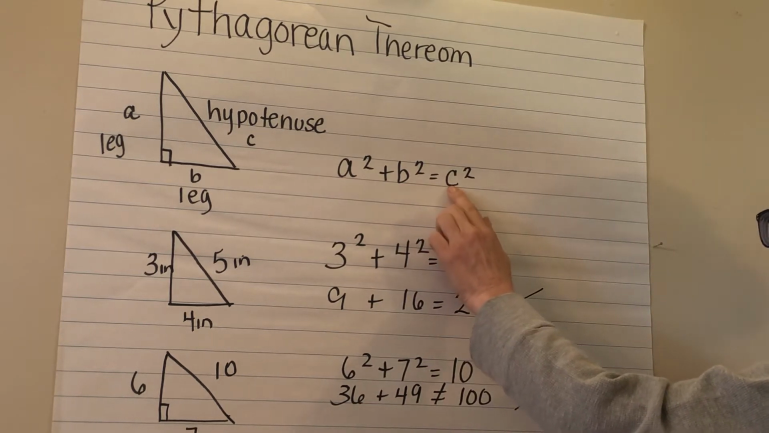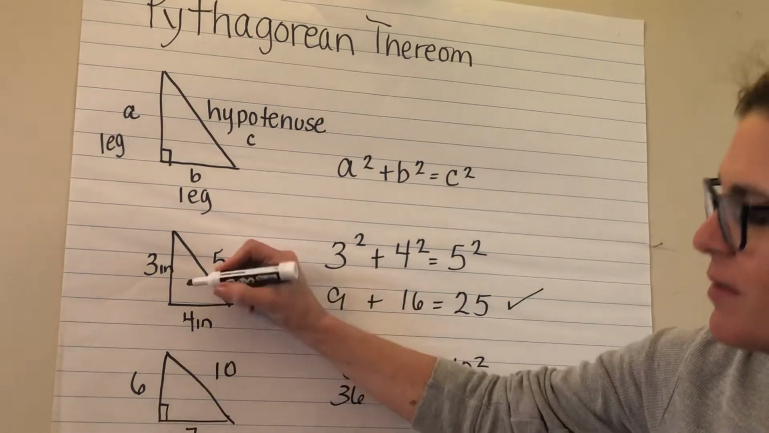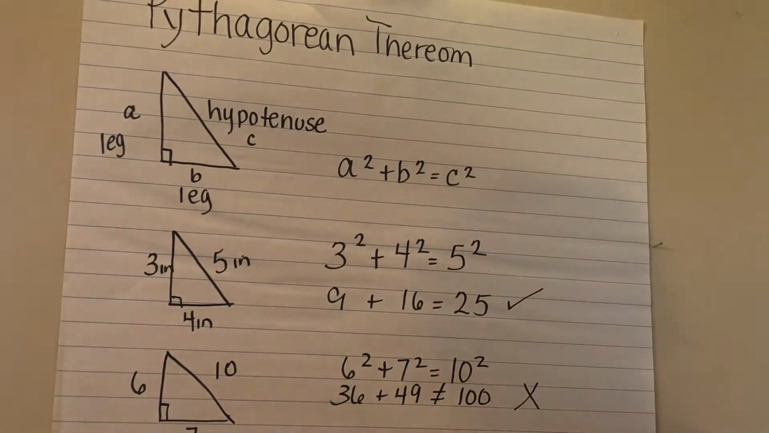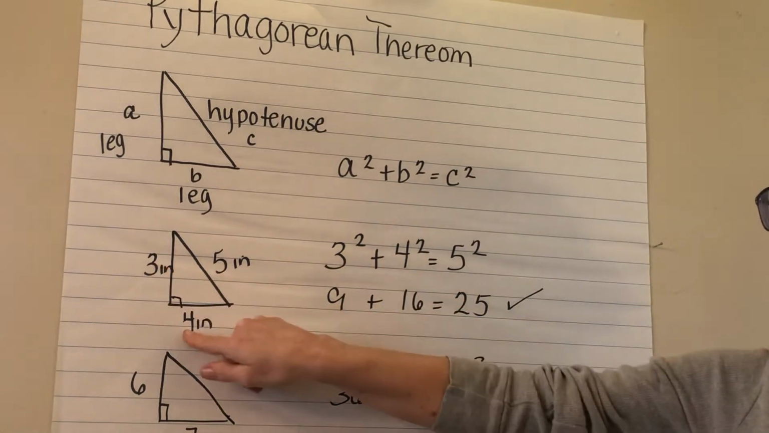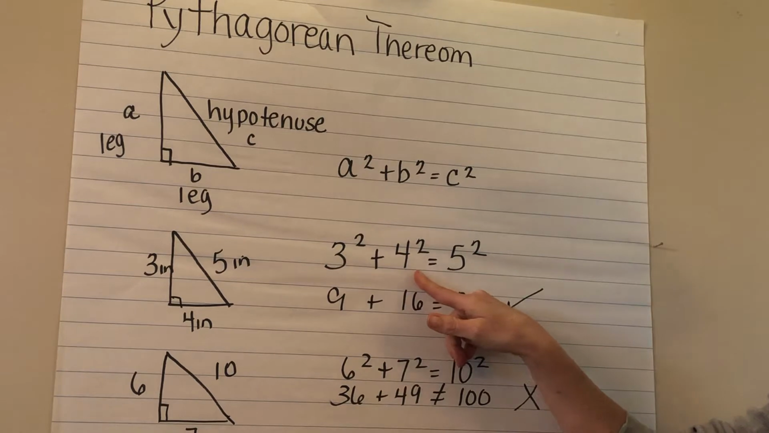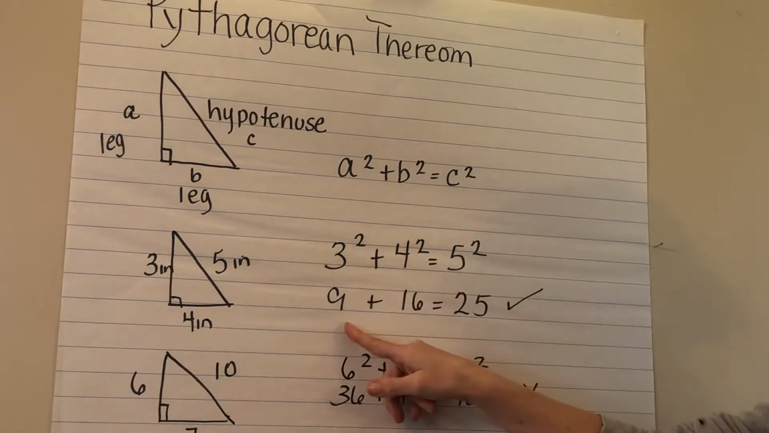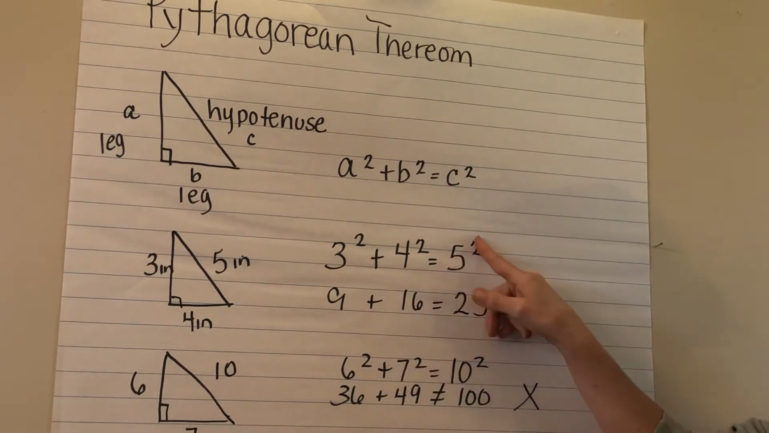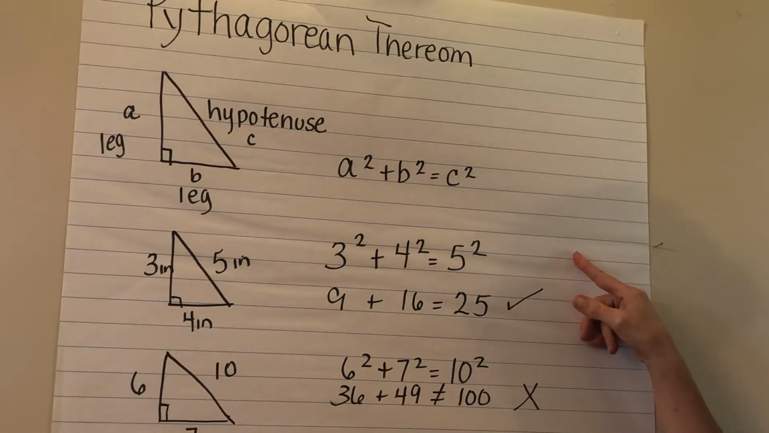So let's do a real life example. Let's take this example right here. Again, this is going to be a right triangle, so I'm going to prove that it's a right triangle by inserting these values into the formula. So we put our two legs, A and B, and we do 3 squared plus 4 squared equals 5 squared. Now let's simplify that. 3 squared is 9, 4 squared is 16, and 9 plus 16 does equal 5 squared, which is 25. So yes, indeed, that is a right triangle.